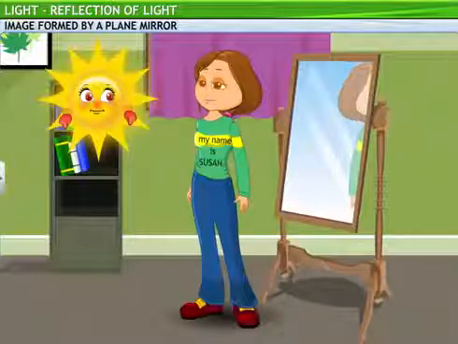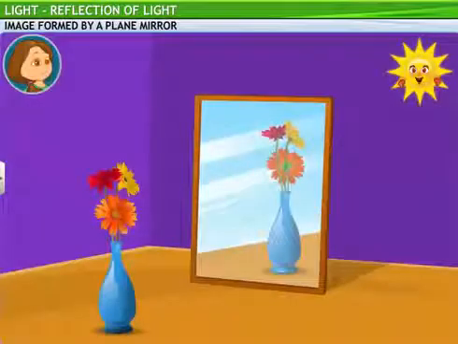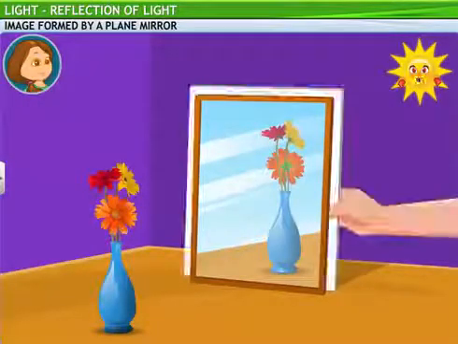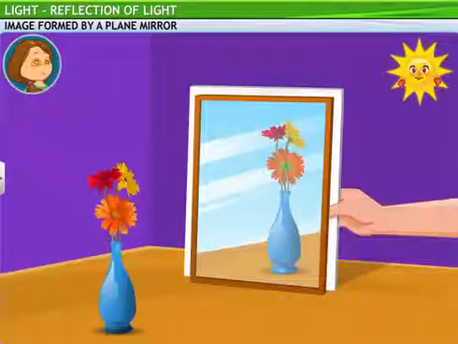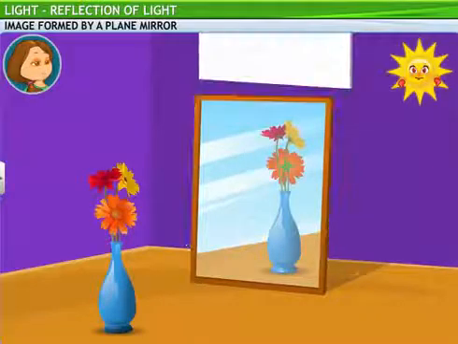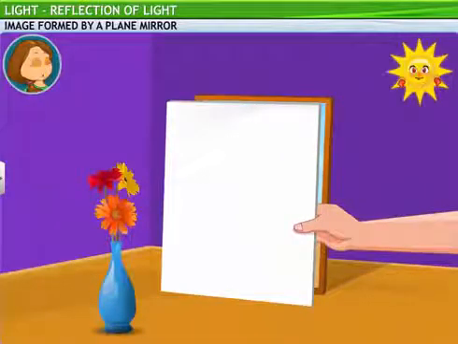Remember the activity with the vase that we performed earlier? Let's set up that activity again. Place a white cardboard behind the mirror where the image appears. Let's see if we can capture the image on it. We don't see the image on the screen. Let me try by placing the cardboard in front of the mirror. Still not getting the image on the screen. That's right. We are not able to capture the image of the vase formed by a plane mirror on a screen.